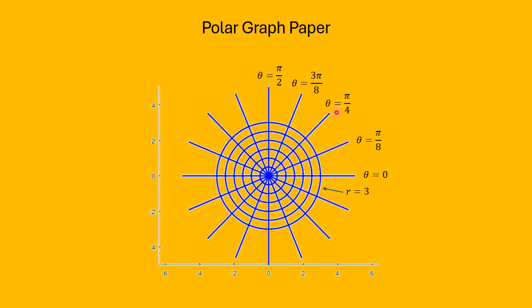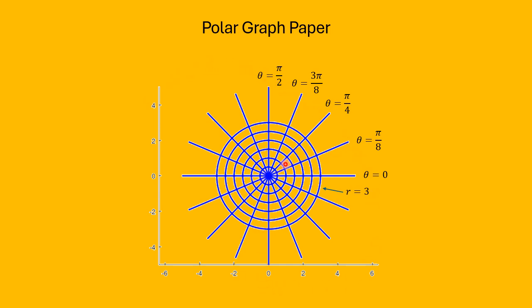For this one, pi over 4. For this one, 3 pi over 8. For this one, pi over 2. And we could continue on over this and actually continue further and further, getting values of theta that are larger than 2 pi. Or we could start at theta equals 0 and go in the opposite direction for negative values of theta.